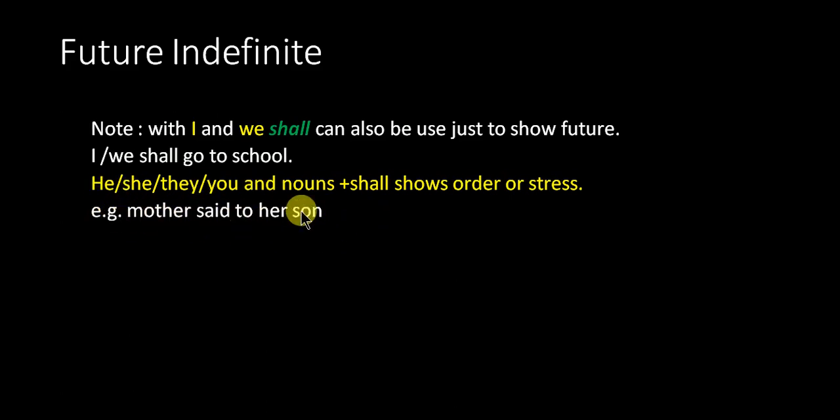For example, mother said to her son. What did she say? She said, you shall clean the floor. So this is order. Order from mother to her son. This is order, just like God gives us order. You shall say prayer. You shall keep fast. Understand? You shall speak with the people politely. So this is order, just like the mother ordered her son in this way. You shall clean the floor.